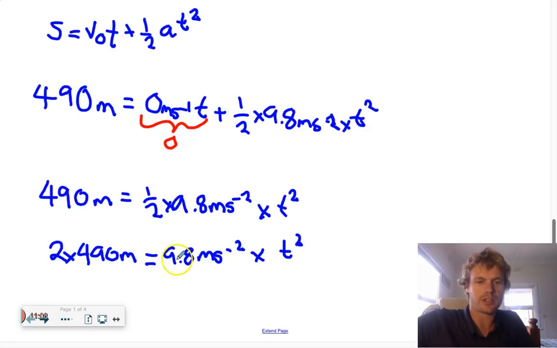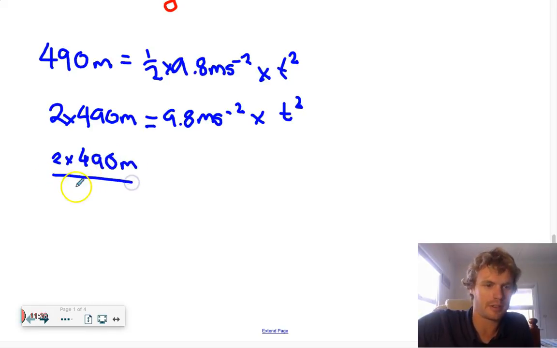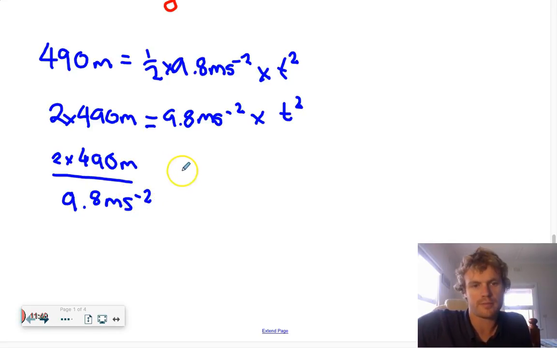So now I've got a times by 9.8 here. The opposite of timesing by something is divide by something if I move it across to this side. So I'm going to get 2 times by 490 meters, divide that by 9.8 meters per second squared, is equal to time squared.